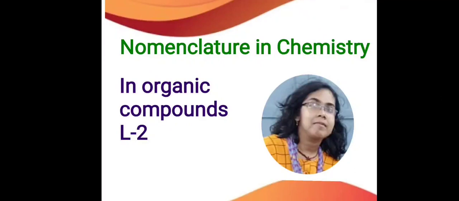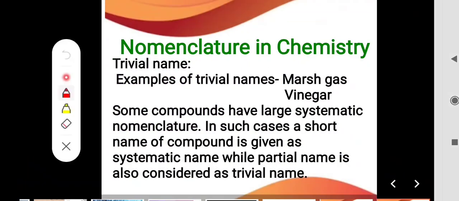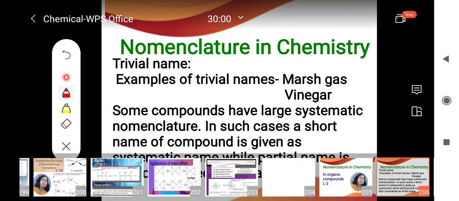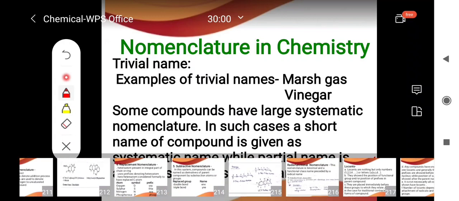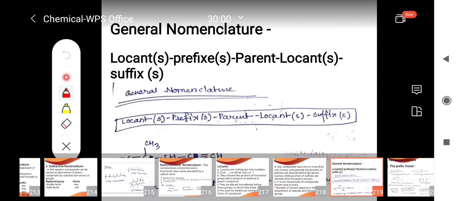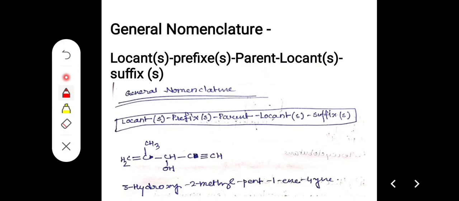Nomenclature in chemistry. Previously I mentioned the general nomenclature trick: locants, then hyphen, prefix, then hyphen, parent, then hyphen, locants, then hyphen, the last one, suffix. Suffix should be written after the parent and prefix should be written before the parent. Okay, there is no confusion.